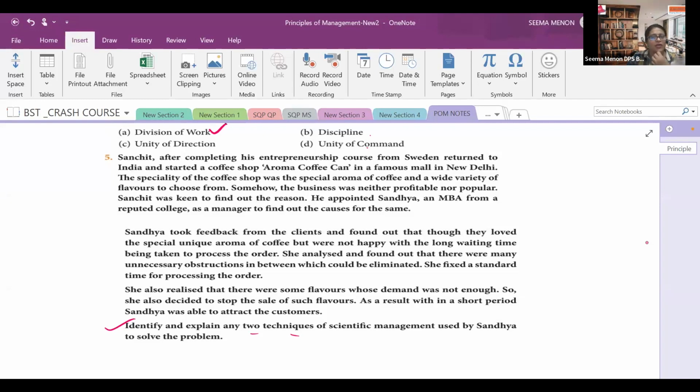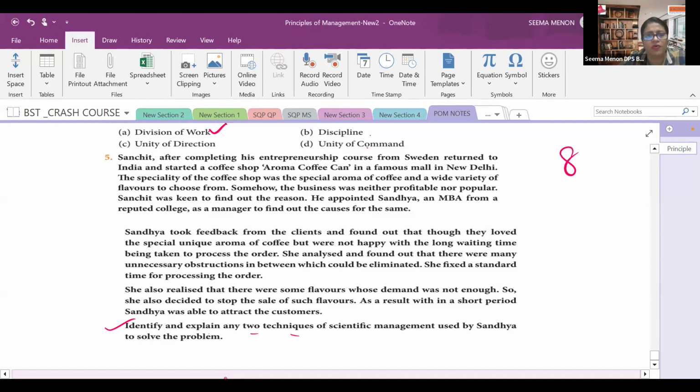Any two techniques. Right now, I taught you 5 techniques, and in that, work study has 4 elements also included. So in total we can say 8 techniques of scientific management. Identify and explain any 2 techniques of scientific management used by Sandhya to solve the problem. Let's see what problem Sandhya has. We need only 2 techniques here, and you have to explain also. Identifying gets 1 mark, and for explanation, again 1 mark. So it is a 4-marker question in short.